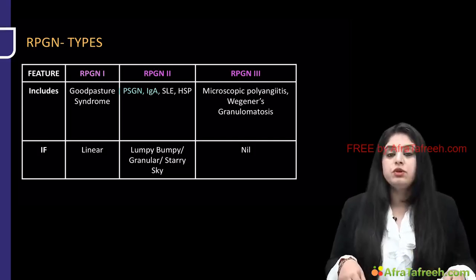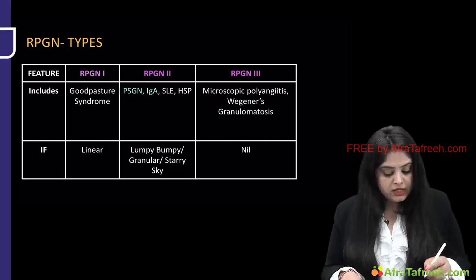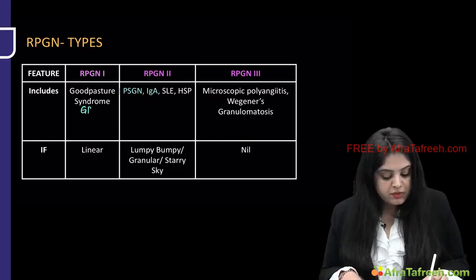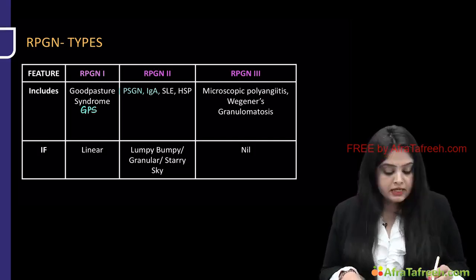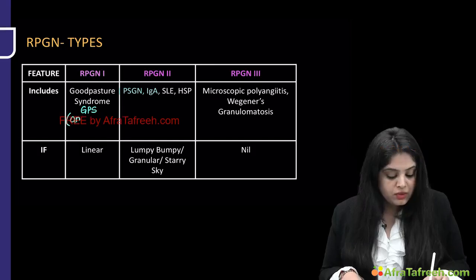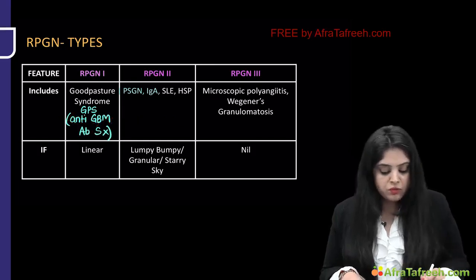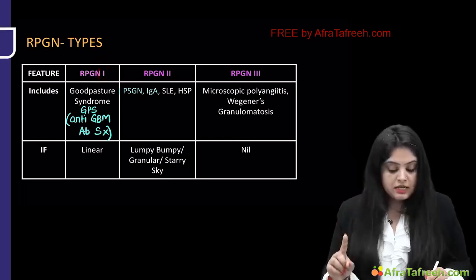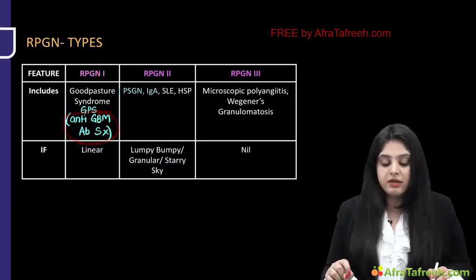So let me start off. What all do we have? RPGN type 1. RPGN type 1 is known as GPS, Goodpasture syndrome. Right? And Goodpasture syndrome is actually what? It is antibodies against the basement membrane. Anti-glomerular basement membrane antibody syndrome is going to be Goodpasture syndrome. So Goodpasture syndrome, RPGN1, is a problem in the glomerular basement membrane.